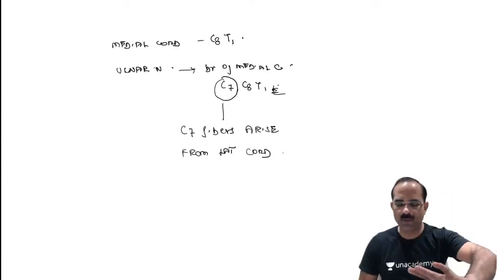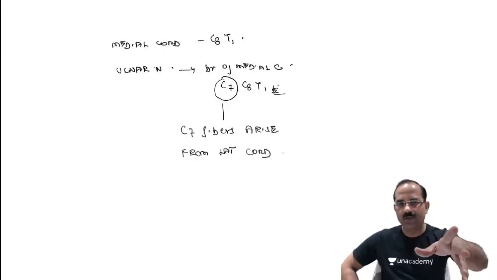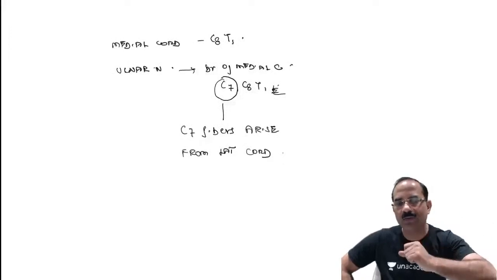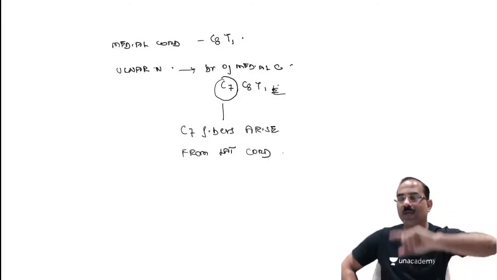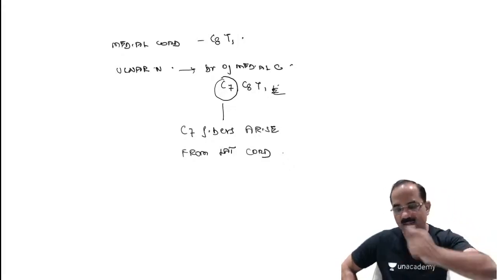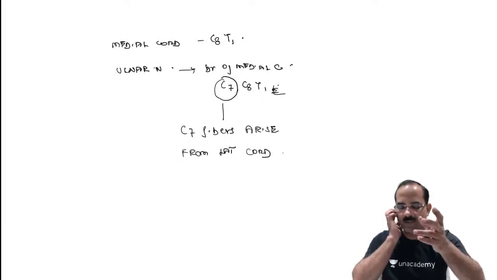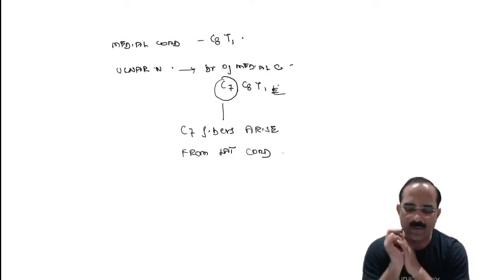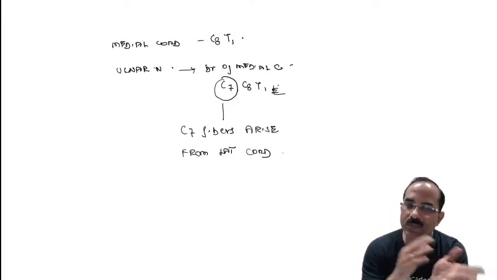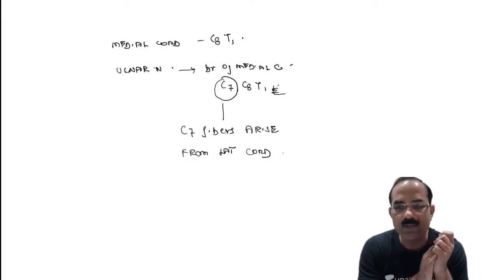What is the root value of the medial cord? C8, T1. The ulnar nerve is a branch of which cord? Medial cord. So ideally the root value of the ulnar nerve should have been C8, T1, but it is C7, C8 and T1. Where do these C7 fibers come from? The C7 fibers arise from the lateral cord of the brachial plexus. I hope this is clear to all of you.